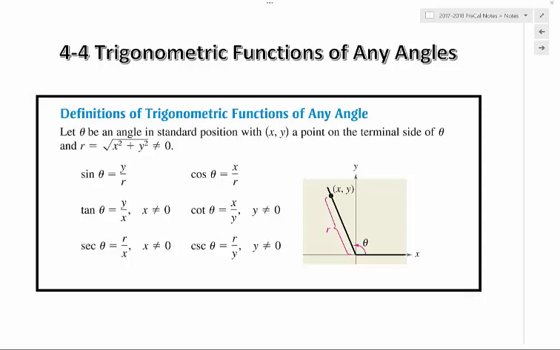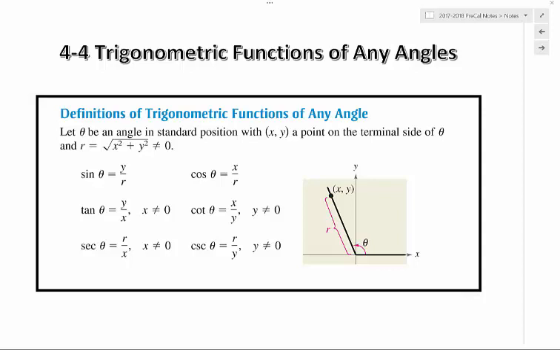Let's say that I have a point, x comma y, that is a point on the terminal side of theta, meaning it's on the final side of the angle. And r is equal to the square root of x squared plus y squared, and it does not equal 0. I have some trig functions that exist.